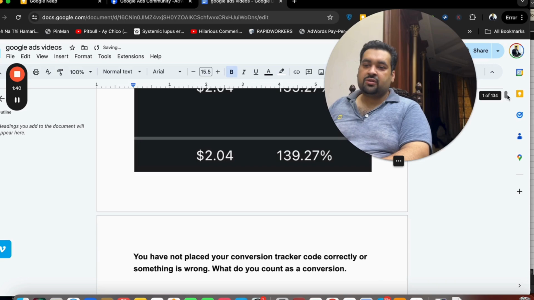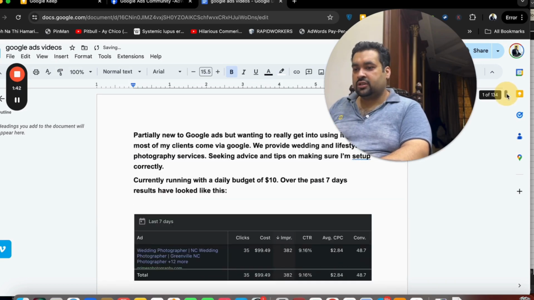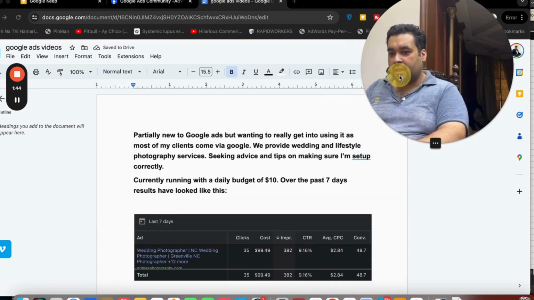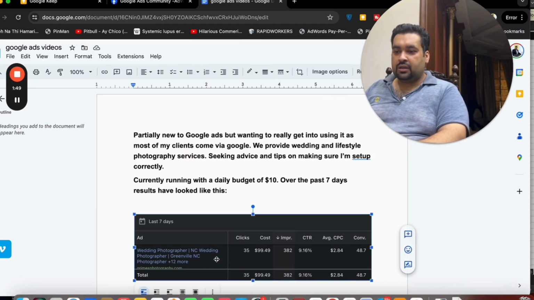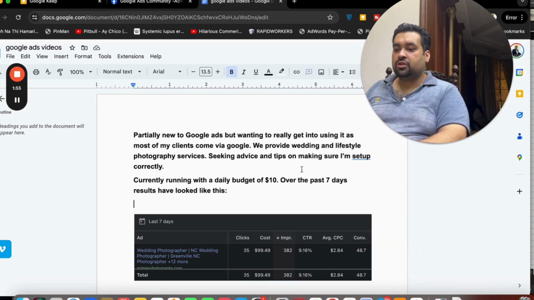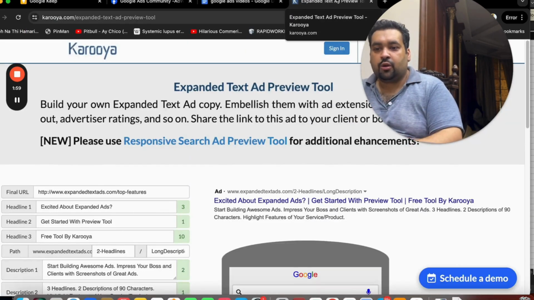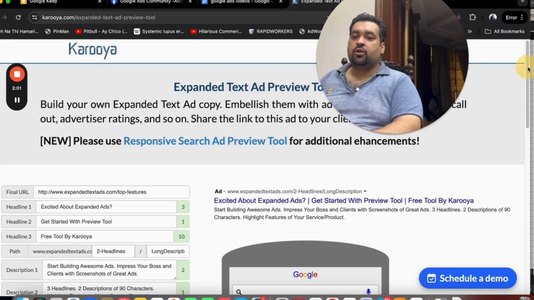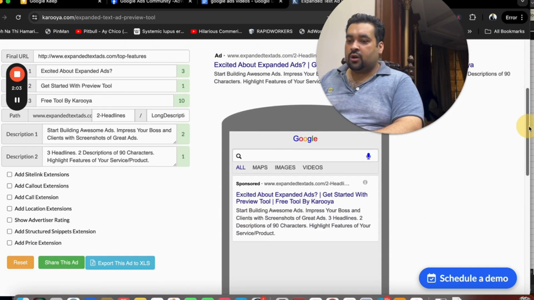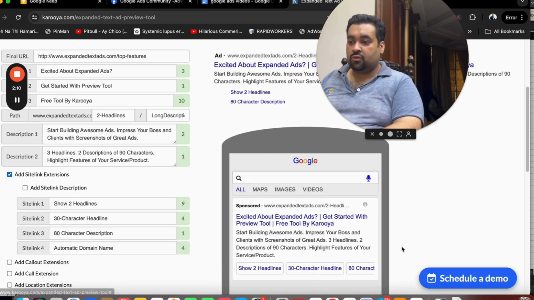But there are suggestions which I can give you to improve your sales for your Google Ads for wedding and lifestyle photography services. First of all, this landing page ad is getting a very good CTR, 9.16% is very good, but there are a few suggestions I can give. There is a tool you can use called Karoya. It can show you the importance of whatever you are going to add, like ads with extensions.